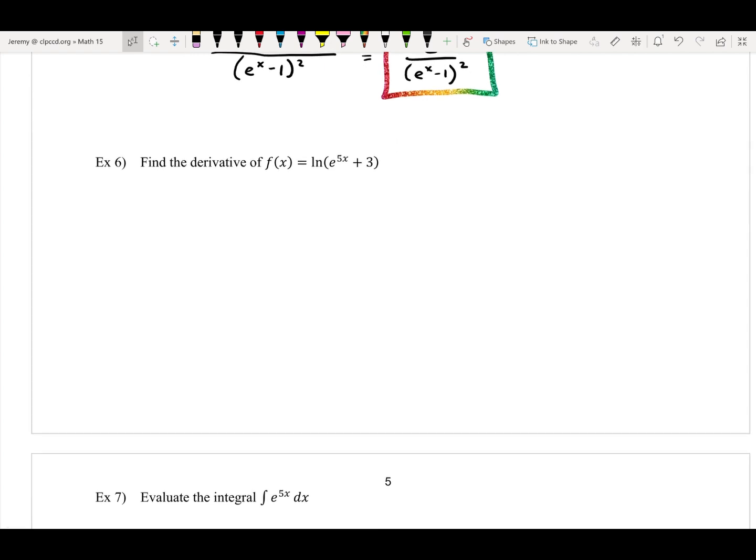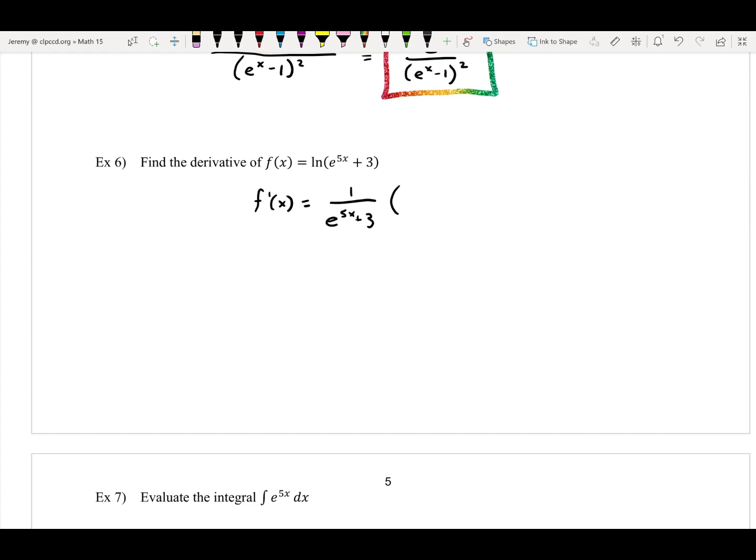How about example 6? Find the derivative of f of x equals natural log of e to the 5x plus 3. This is looking like a chain rule to me, which is no big deal. Derivative of the outer around the inner, I'll get 1 over e to the 5x plus 3, and then I have to multiply by the derivative of the inner function. Okay, what's the derivative of e to the 5x?